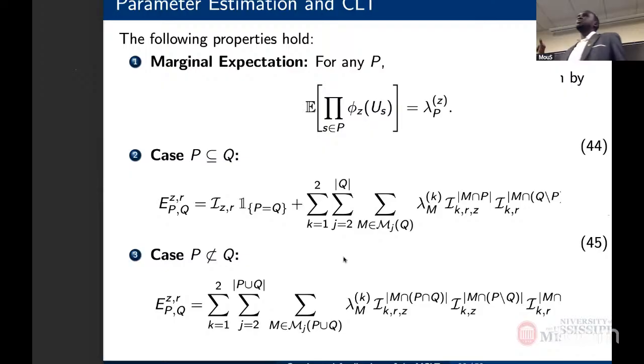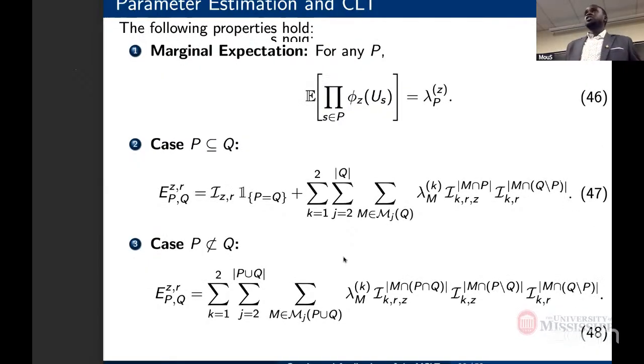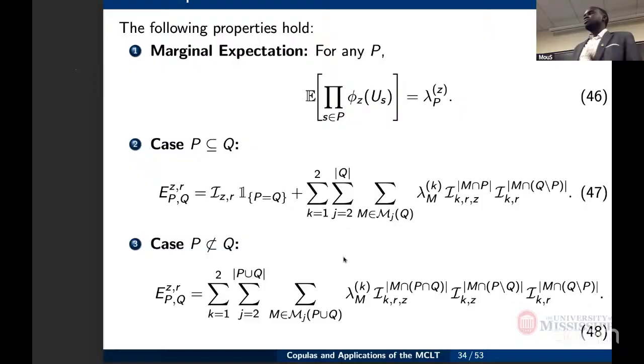And we will use this property to show the unbiasedness of our parameter. In the case where P is in Q, which is possible because the cardinality of P is chosen to be less than the cardinality of Q, we have two possibilities. Either P is a subset of Q, or there are some elements in P that are not in Q, even though it's less than Q in terms of cardinality.